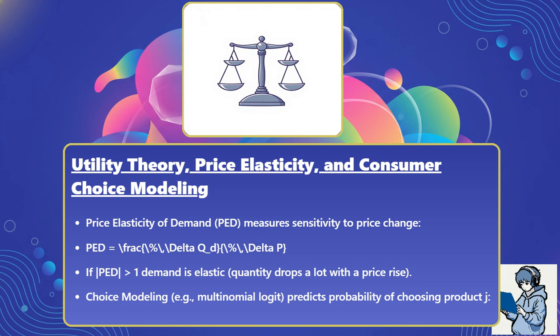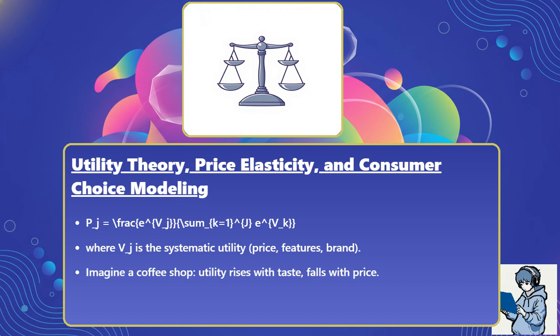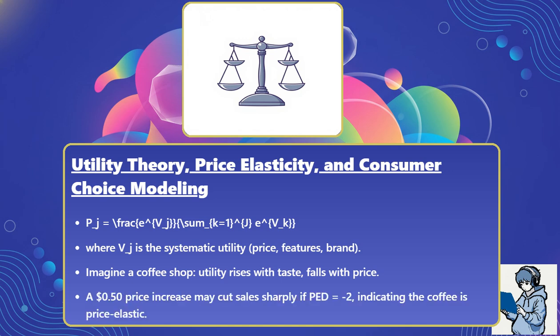Choice modeling, for example multinomial logit, predicts the probability of choosing product j. P_j equals e to the V_j divided by the sum from k equals 1 to J of e to the V_k, where V_j is the systematic utility: price, features, brand. Imagine a coffee shop. Utility rises with taste, falls with price. A 50 cents price increase may cut sales sharply if PED equals -2, indicating the coffee is price elastic.